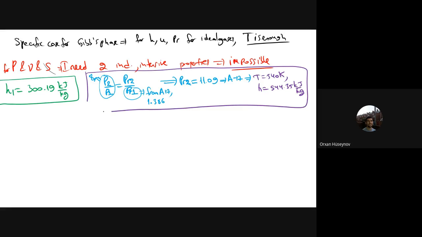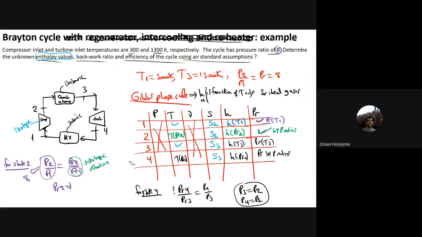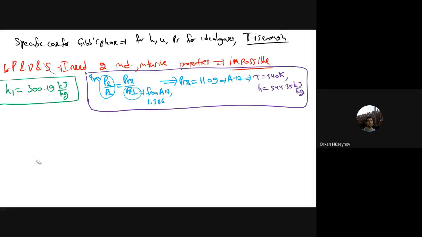Okay. Now comes the state 3. Let's solve for that one. I will use a different color. State 3. For state 3, the question says to find the property at state 3, so you have to again find the PR, and the temperature 3 is known, which is 1300 Kelvin. Now let's work it. That T3 is 1300 Kelvin.